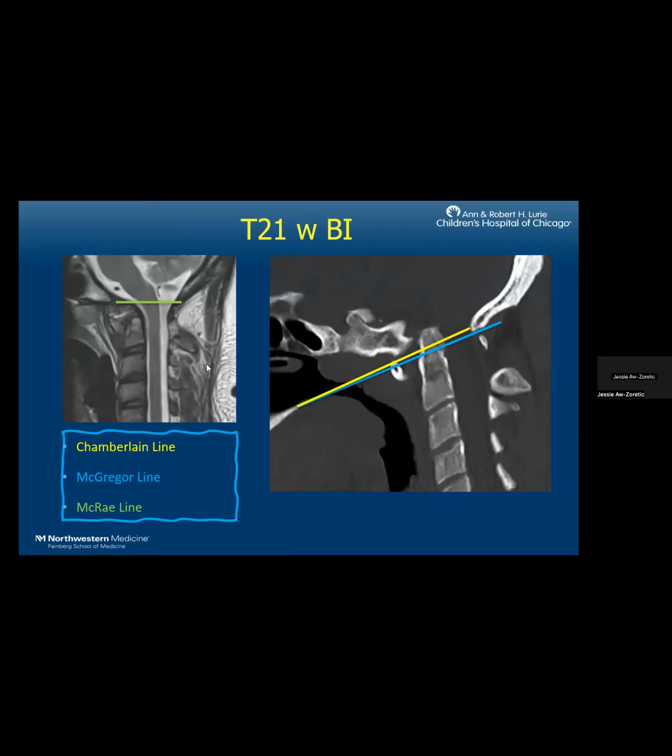So here is that normal appearance, and you can see the dens here is abnormal. It's a little bit hypoplastic, but it's kind of a little bit blunted too. And this is McRae's line. Here's Chamberlain's line, and here's McGregor's line.